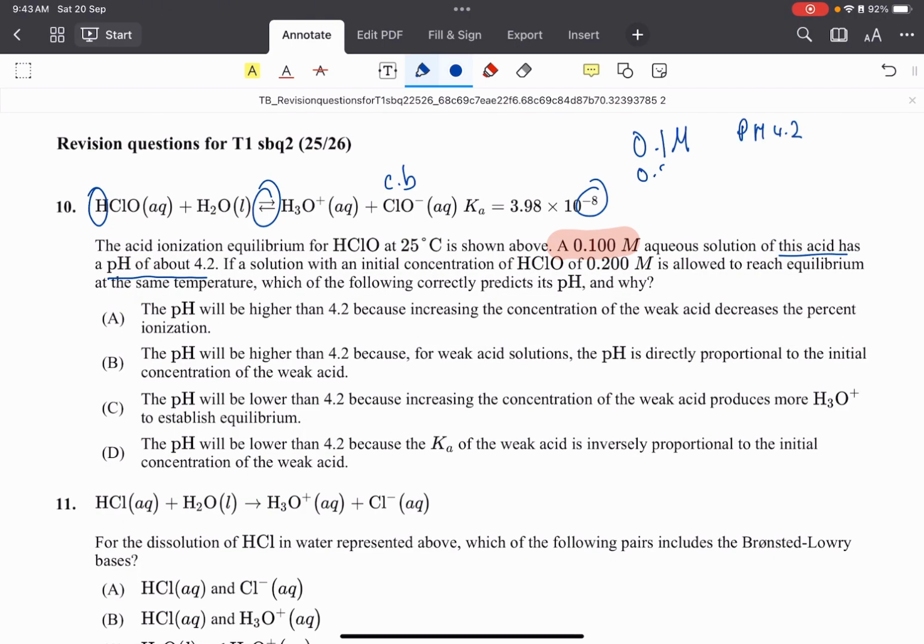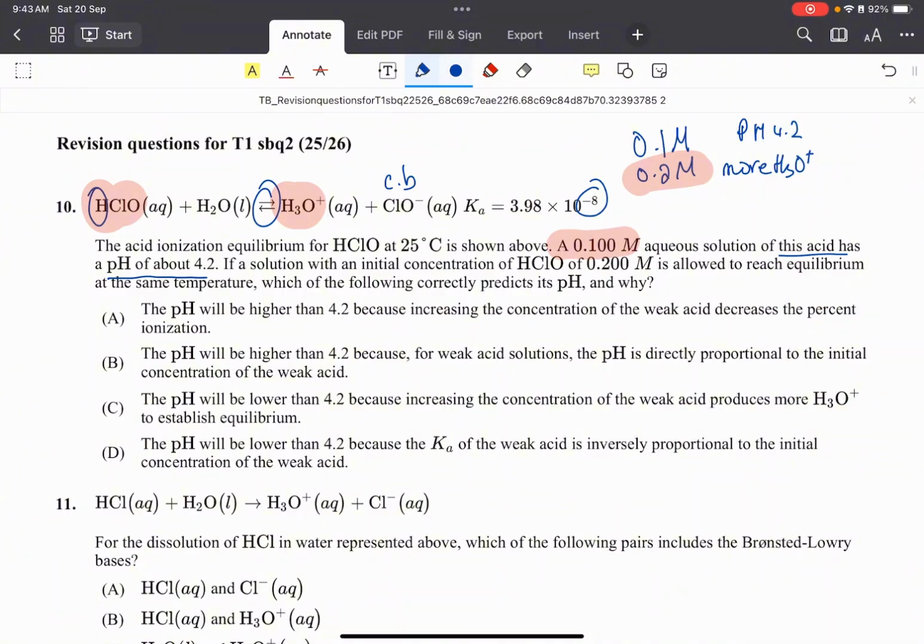Now when they increased the concentration and the solution is allowed to reach equilibrium at the same temperature, which of the following correctly predicts the pH and why? So the thing is, this is a weak acid. pH is related to how much H3O plus I have. Now since the quantity of HClO increased, comparing between the two, definitely this one is gonna have more H3O plus. I'm not talking about the percent of how it's gonna ionize or the strength. No, it's simply because the quantity is more.